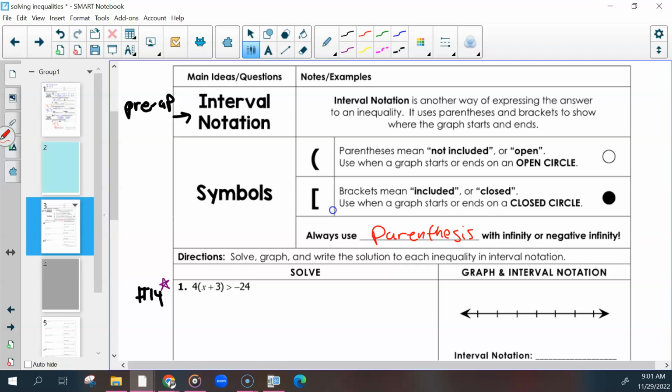Yeah, sure. And it'll take a little bit of time to get used to the interval notation, so we're going to practice with both.